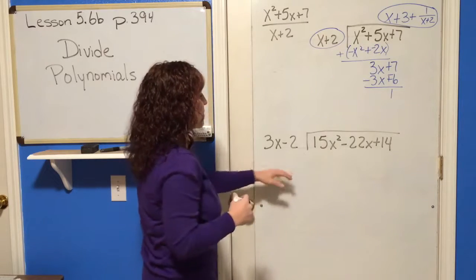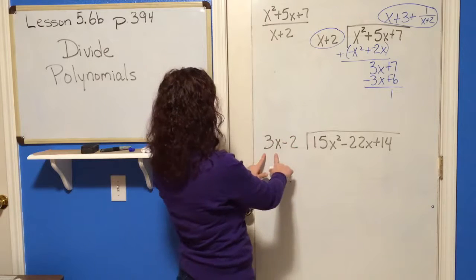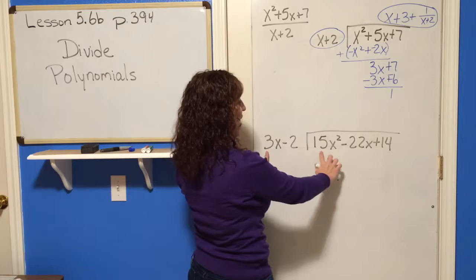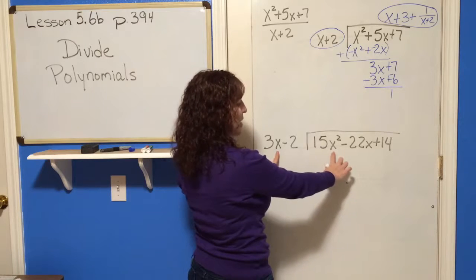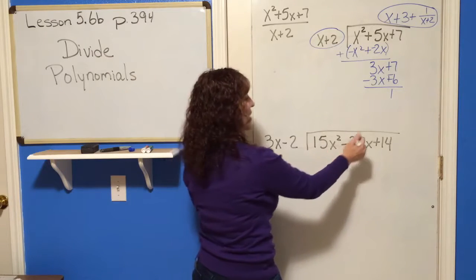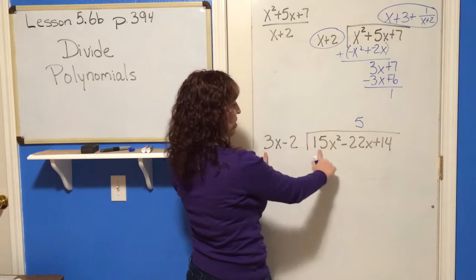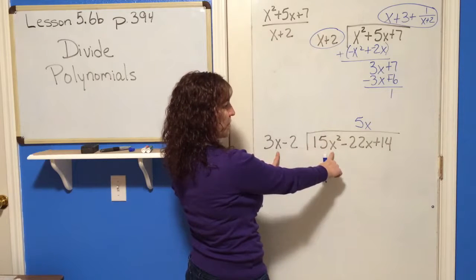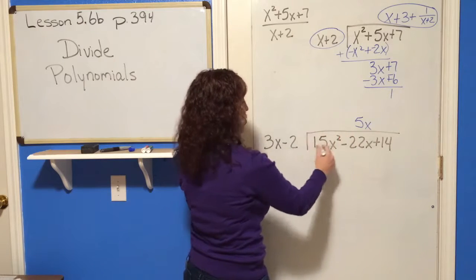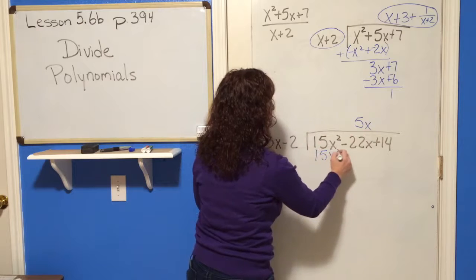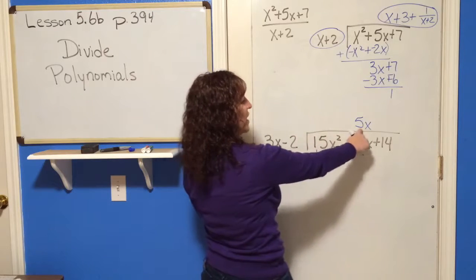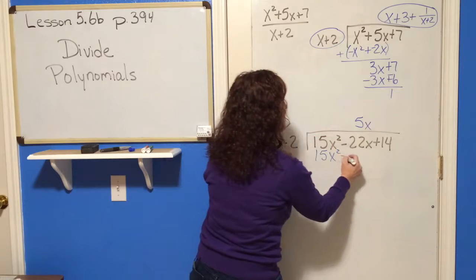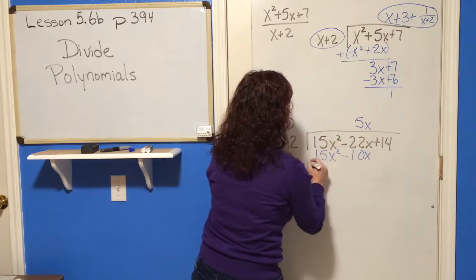Let's do another one. Here we go. So step 1, divide. 3x times what equals 15x squared? Well, 3 times 5 is 15, and x times x is x squared. So I need a 5. 5 times 3 is the 15, and x times x is x squared. So 5x times 3x is now 15x squared, which is what we want. Don't forget, now you multiply by the other part also. 5x times negative 2 is negative 10x.